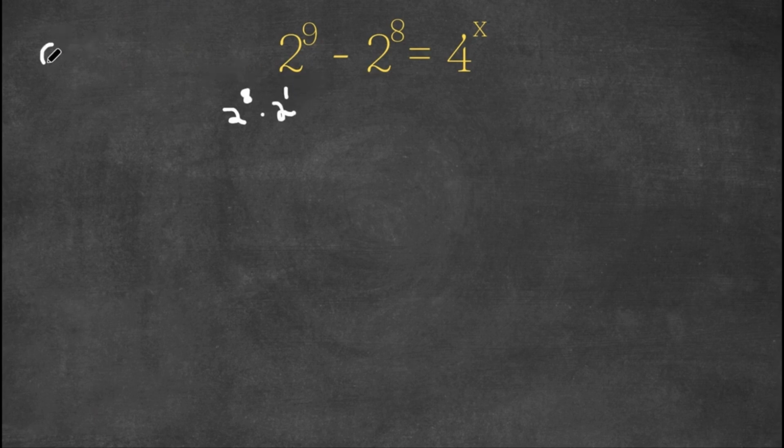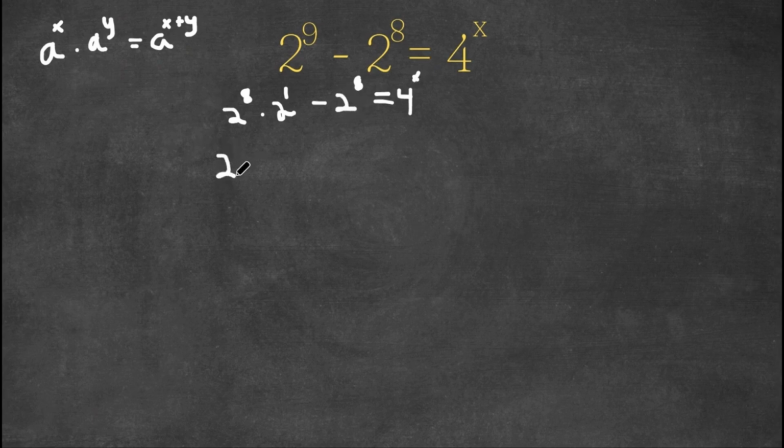Because remember, if we have a to the power of x times a to the power of y, this is equal to a to the power of x plus y. And I'm still subtracting this with 2 to the power of 8. And this is equal to 4 to the power of x. Now, since we have two terms with 2 to the power of 8, what I'm going to do is I'm going to factor 2 to the 8 out of this expression.